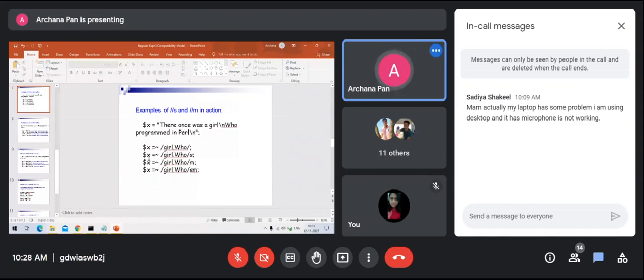Please write the program on modifier and this memory variable, the previous class, that one. Okay. And the back reference also. Okay. Fine.